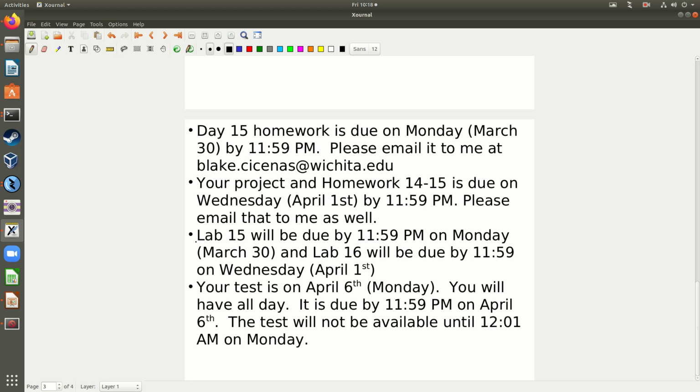Your test is April 6th on Monday. You're going to have all day. You can print it off, solve it, and then turn it in. It has to be due by 11:59 on April 6th. It's open notes, so you can use your notes since it's take home.